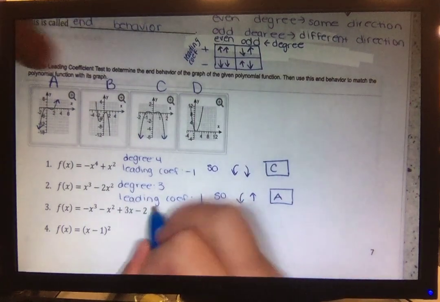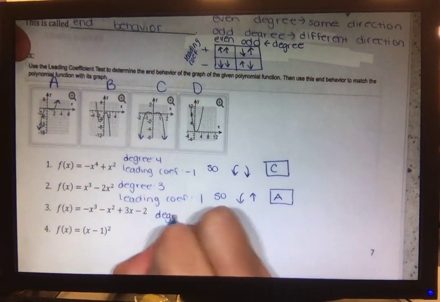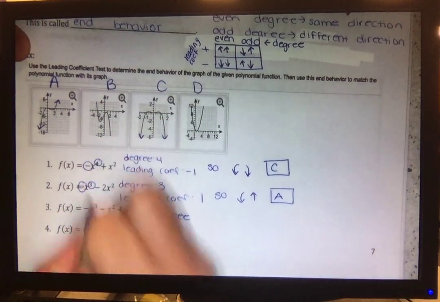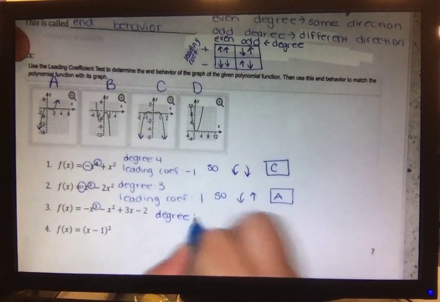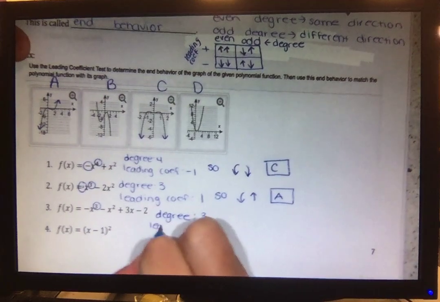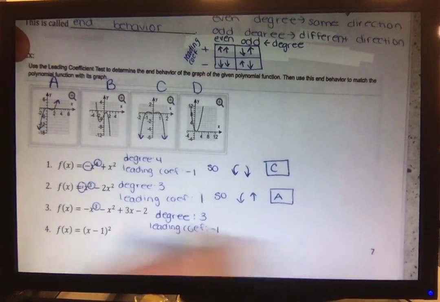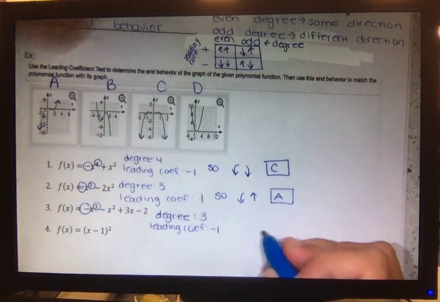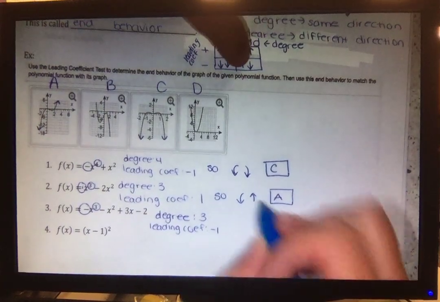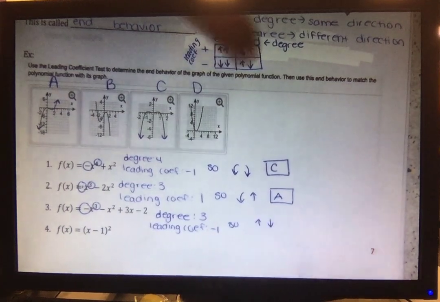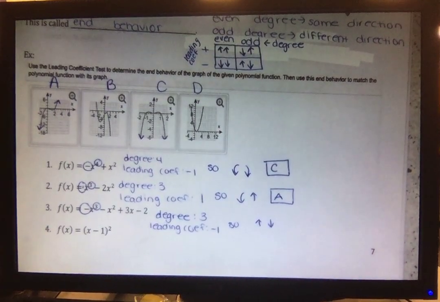Number 3, degree. 3. Good. My highest exponent is 3. Maybe I should be circling these. My leading coefficient is -1. So I have odd degree, negative leading coefficient, so it's going up and then down, rises and then falls. B.